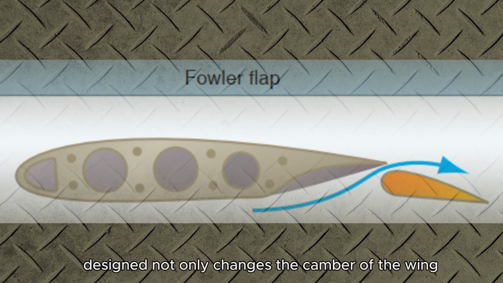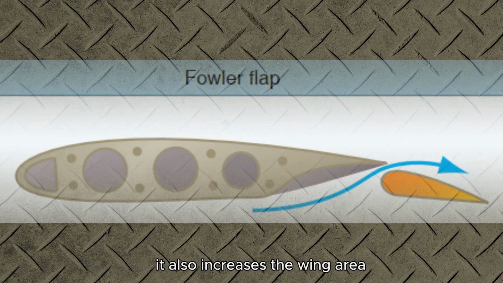Fowler flaps are a type of slotted flap. This flap design not only changes the camber of the wing, it also increases the wing area. Instead of rotating down on a hinge, it slides backwards on tracks. In the first portion of its extension, it increases the drag very little, but increases the lift a great deal as it increases both the area and camber.